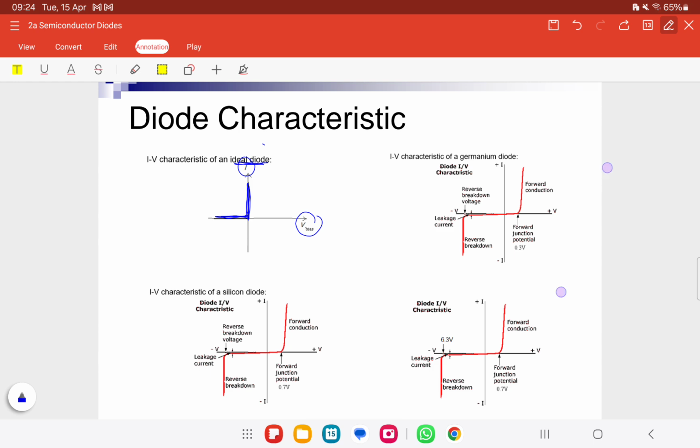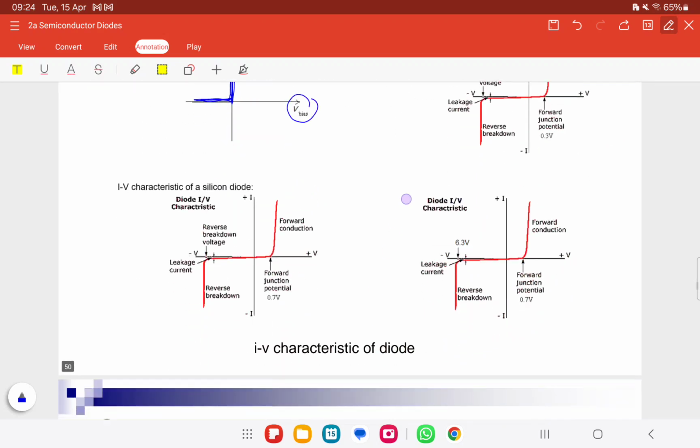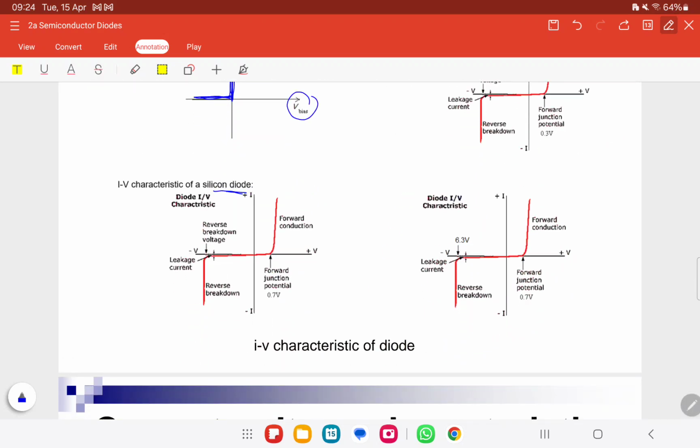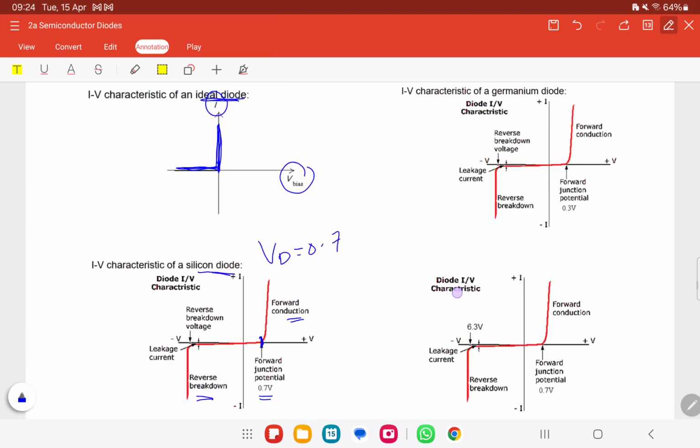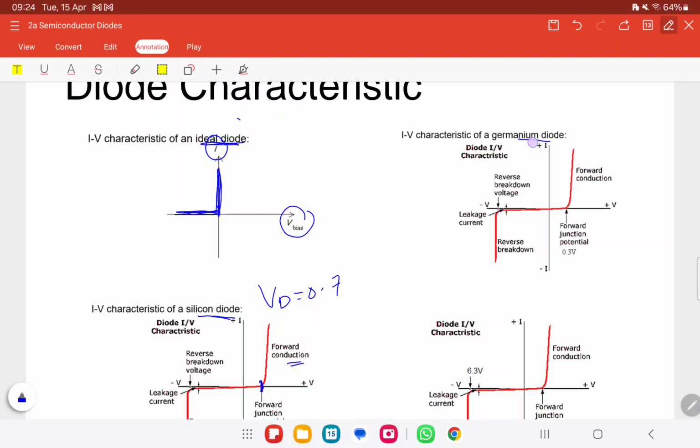The first one is silicon. The silicon VD is 0.7, so the cut off voltage is here at 0.7. This is the IV characteristic of the silicon diode. This one here is the reverse bias condition, and this is the forward condition.